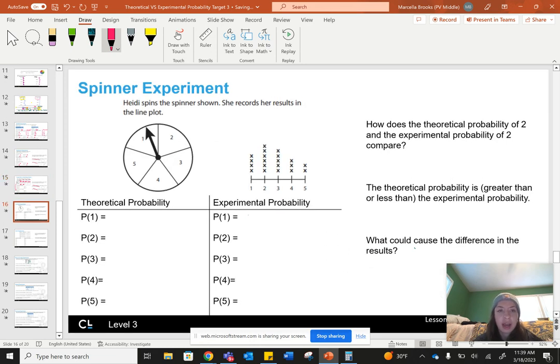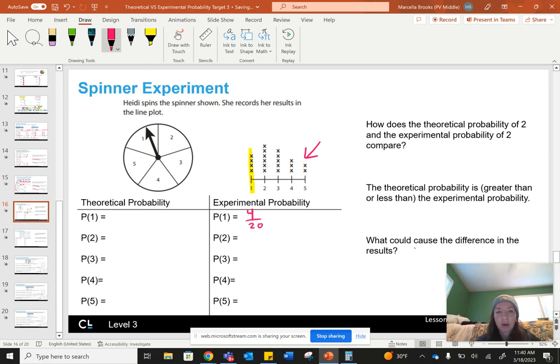The next one, Heidi spins the spinner shown. She records her results in the line plot. Okay, so the line plot is our experimental probability, and we have 20 total x's here. So these are going to be over 20. And the way you read this is you look at the 1, and it has how many x's? It has 1, 2, 3, 4 x's. So that means the probability of picking a 1 is 4 over 20.